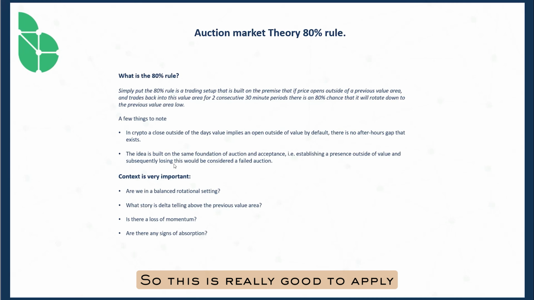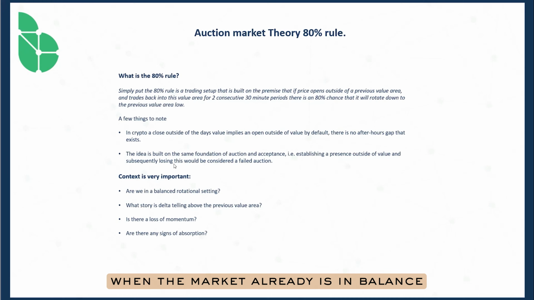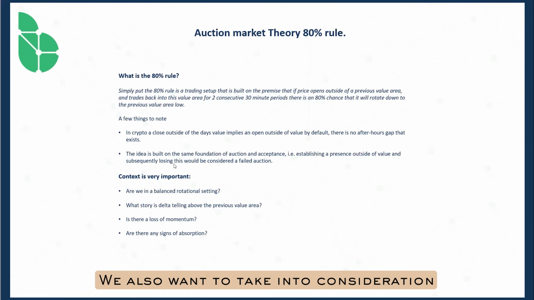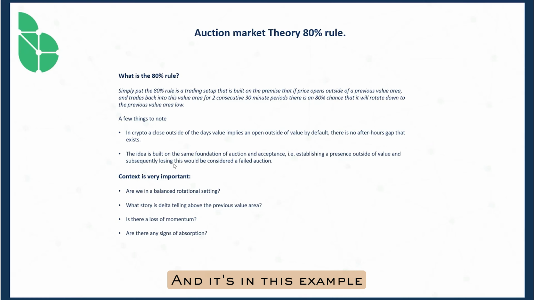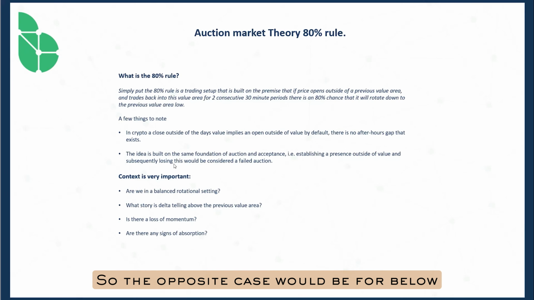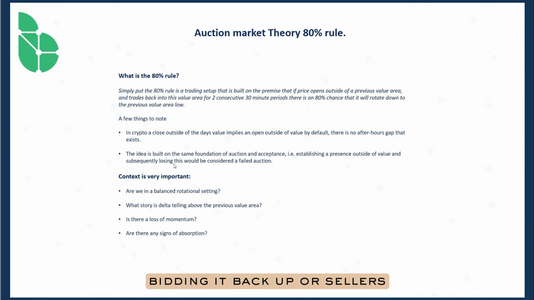So this is really good to apply when the market already is in balance and you're a day into balance, 2 days into balance, and so forth. We also want to take into consideration what delta is telling us, right? So what is delta telling us above the previous value area? In this example, I'm constantly referring to above the previous value area, but the same idea is for below, right? So the opposite case would be for below. What's delta telling us about our buyers bidding it back up, our sellers getting aggressive, and so forth?